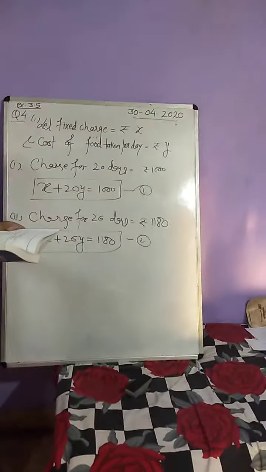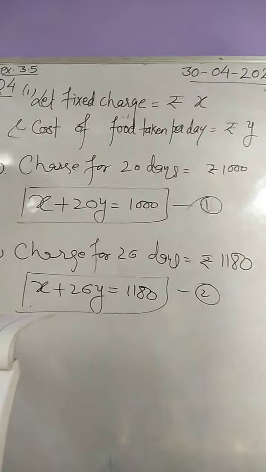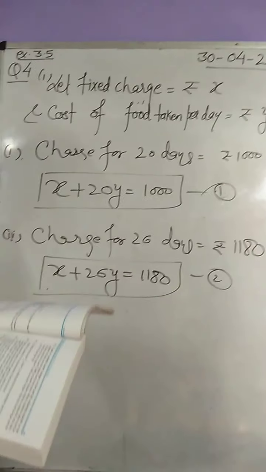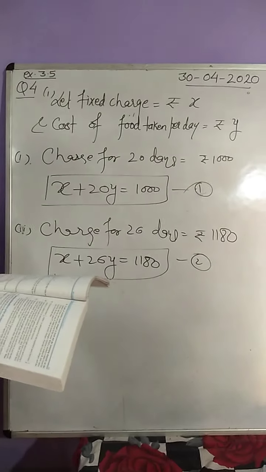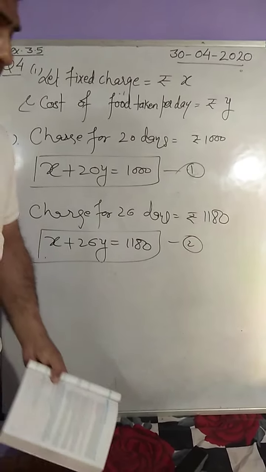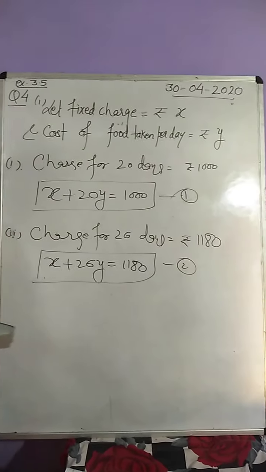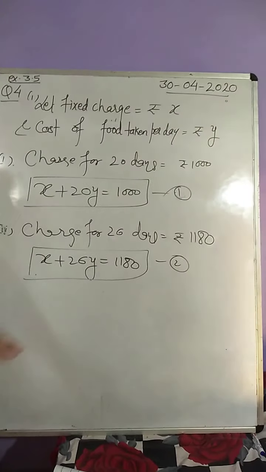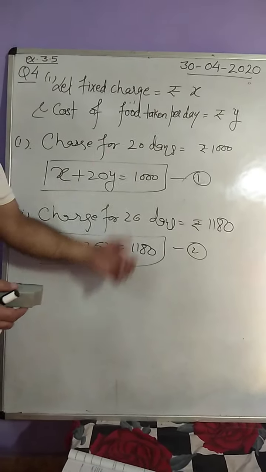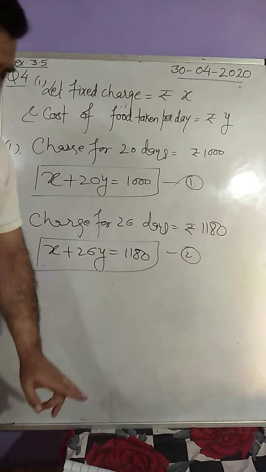Now we will do question number 4 of worksheet 3.5. These are statement sums. The question says: form the pair of linear equations in the following problems and find their solutions if they exist by any algebraic method. Now we have the freedom to apply any of the three methods. It's not necessary to use the cross multiplication method. Whichever method you are comfortable with, whether substitution, elimination or cross multiplication, you can apply. We are given the freedom in this case.